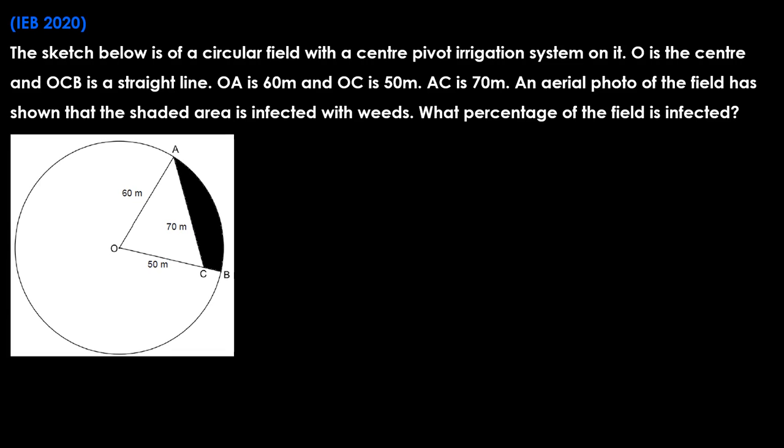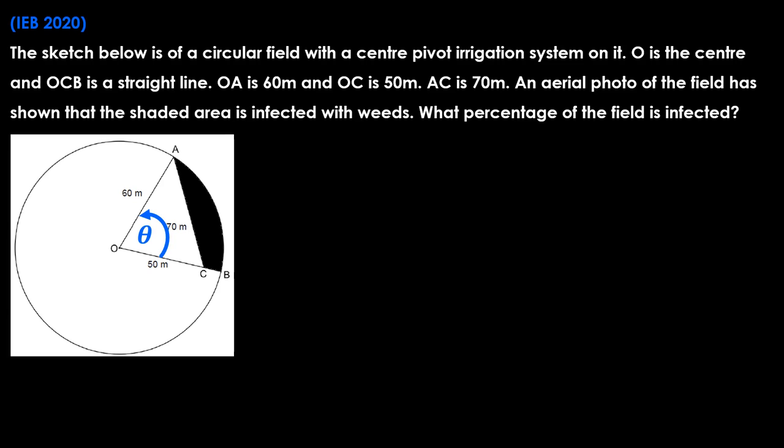So the first thing we need to do is calculate the area of the shaded region. Now to calculate the area of the shaded region, we will need the area of a sector, and we're going to subtract the area of the triangle, and that will leave us with the shaded region. So let's first look at the area of the sector. But before we do that, we need the angle theta.